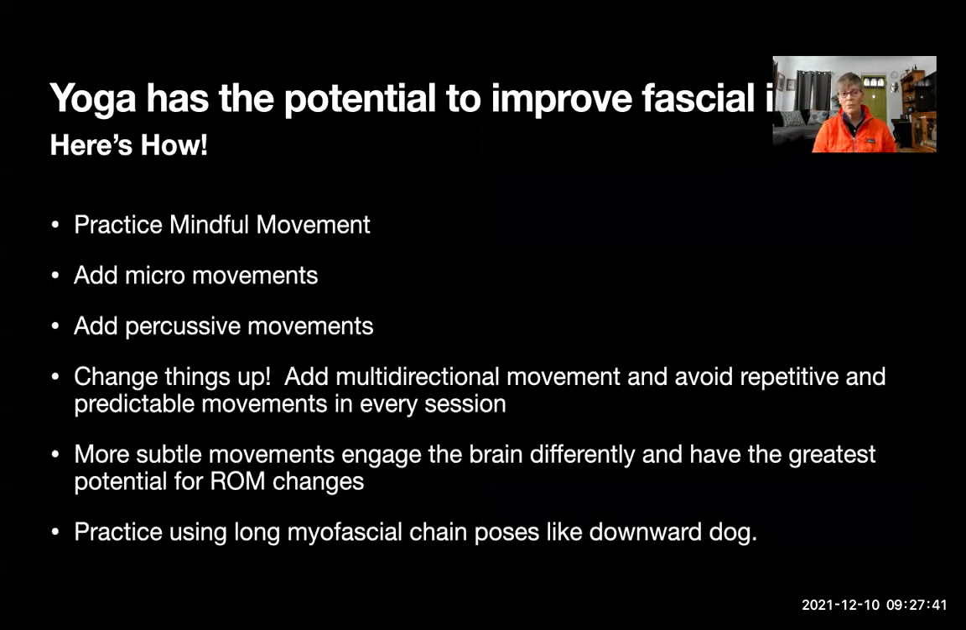Yoga as a practice has the potential to help. And here's how. And this is what we're going to practice today. Mindful movement, mindfulness in general. Adding micro movements to our practice, very subtle movements. Adding percussive movements. Changing things up, avoiding repetition and predictable movements, and adding multi-directional movements. Using subtle movements. The subtle movements that we do engage our brain differently, and they have the greatest potential for range of motion changes. And then practice using long myofascial chain poses like downward facing dog.